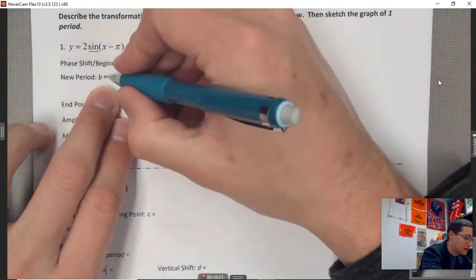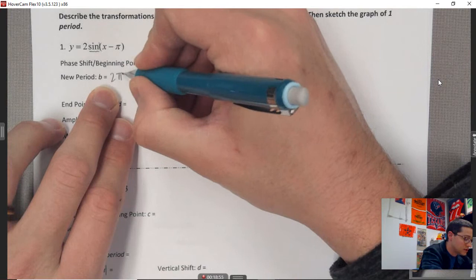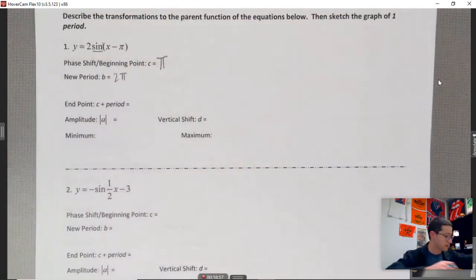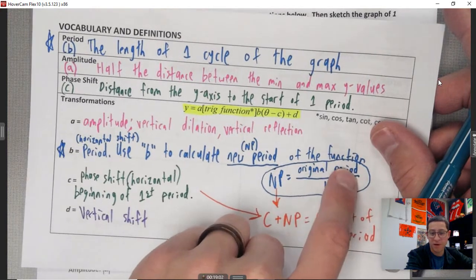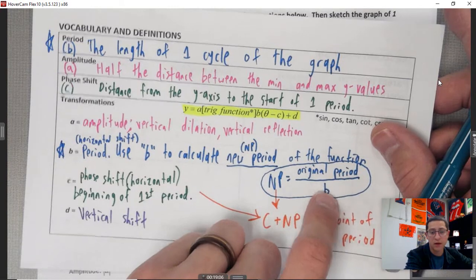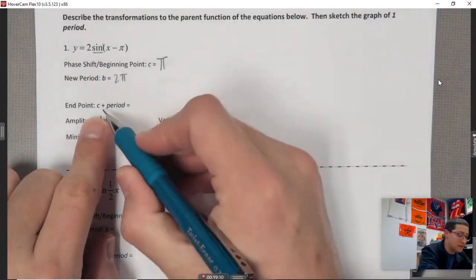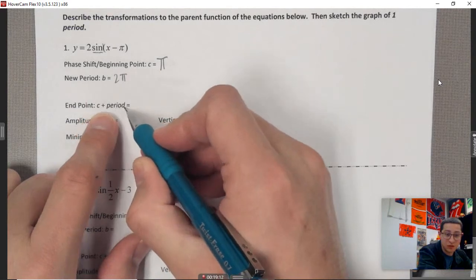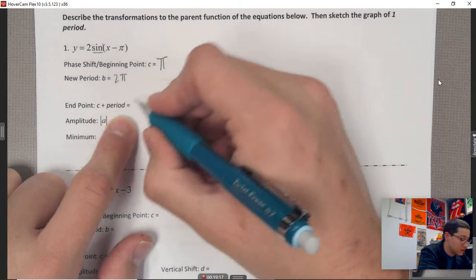New period. My B value is technically 1, so my period just stays the same. It's just 2 pi. If you really wanted to see that, the original period of sine is 2 pi, so 2 pi divided by 1. Your new period is just 2 pi. The end point is your C value plus the period, so pi plus 2 pi.